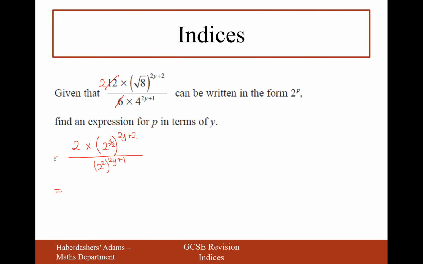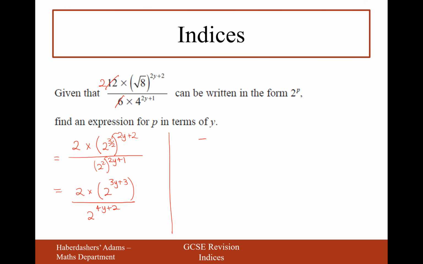Okay, let's start simplifying here. So it's going to be 2 times, multiply the indices together, so it's going to be 2 to the power of 3y plus 3 over 2 to the power of 4y plus 2. So I'm expanding the brackets here by multiplying the indices together.